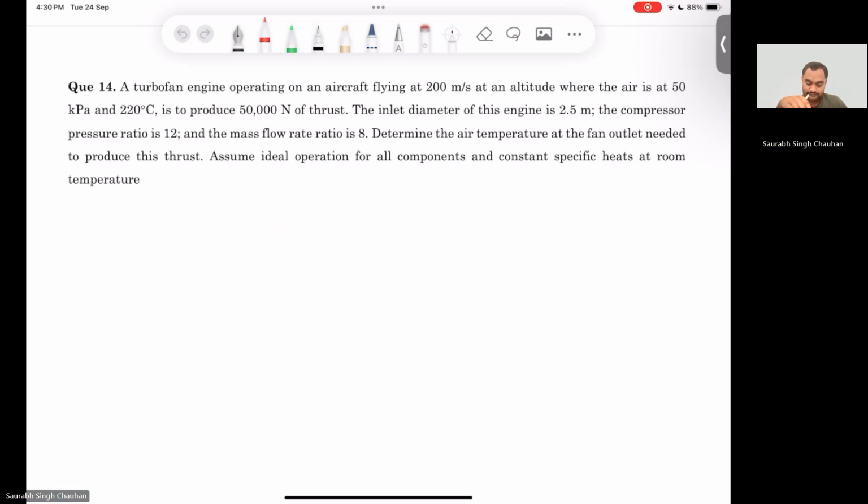So when you go higher than at some altitude, the density of air reduces, and the air pressure, the atmospheric pressure also reduces. So it is flying at some height, and at that height the pressure is just 50 kilopascal. And temperature is 220 degrees Celsius. So I think there is some mistake, because at higher altitude the temperature should be very very less. It is in some negative degree Celsius.